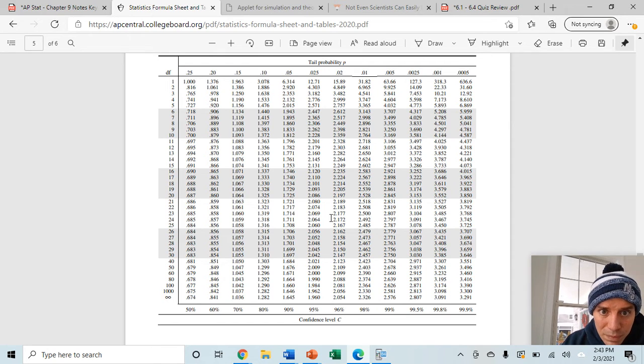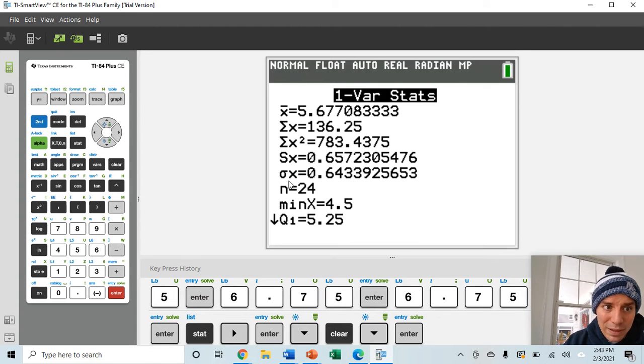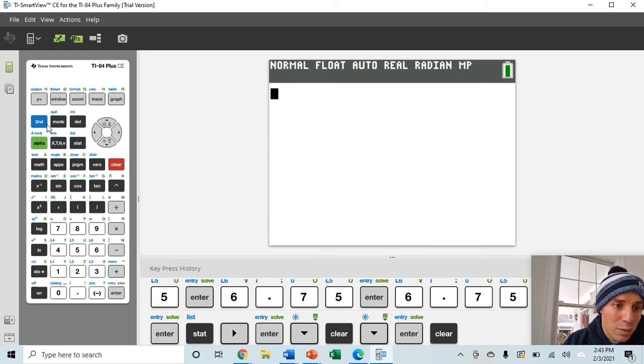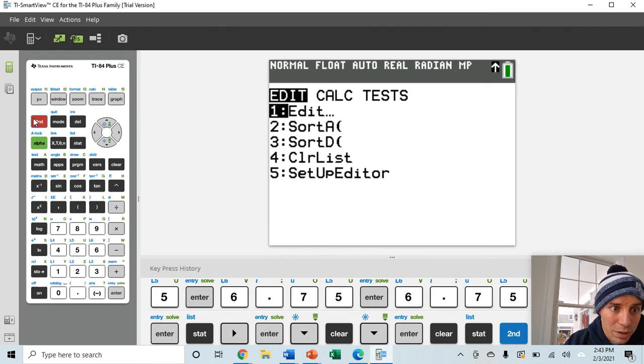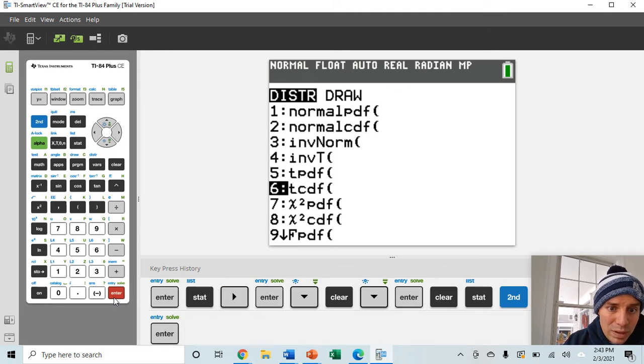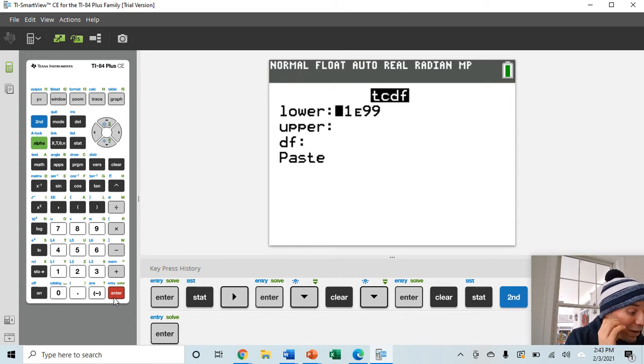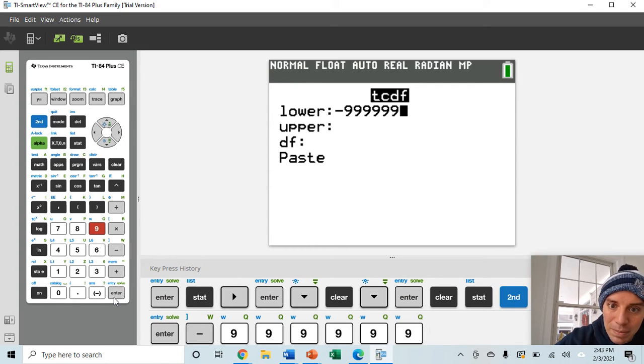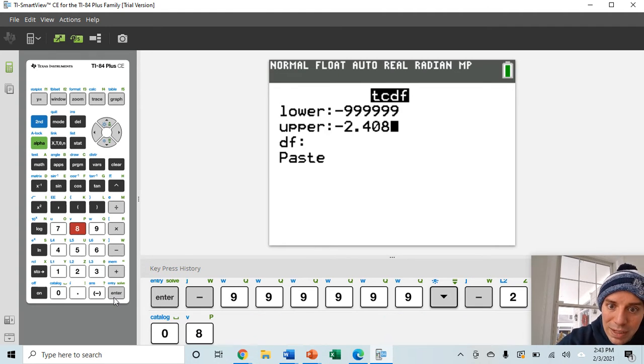Okay, now you can use the calculator as well. So we've found our test statistic. If I go to stat and then go to, second bars rather, and then go to TCDF, I'm looking for the area below, because it's less than, a t-test statistic of negative 2.408. So I'm going to make this a really big negative number. My upper bound would be negative 2.408. Degrees of freedom here is 23.